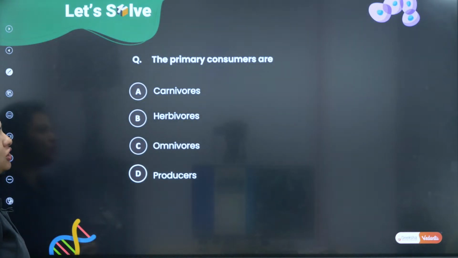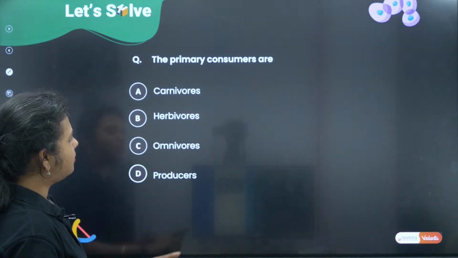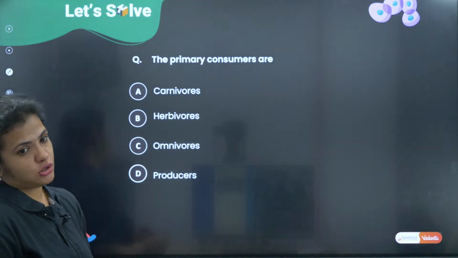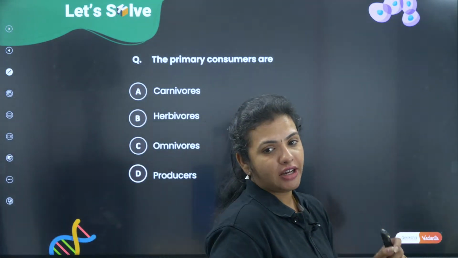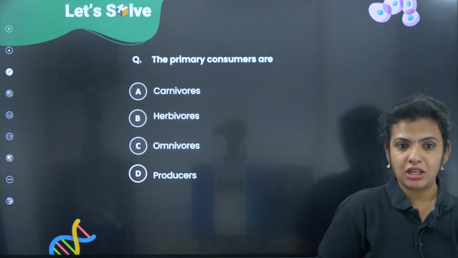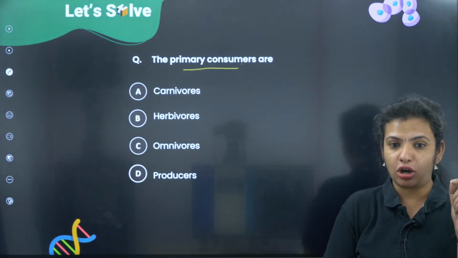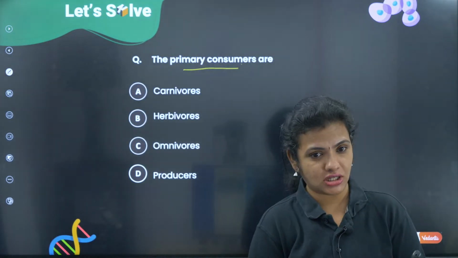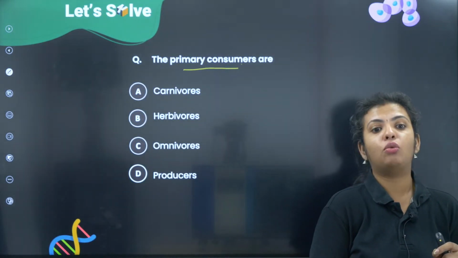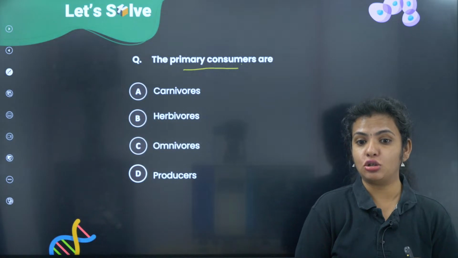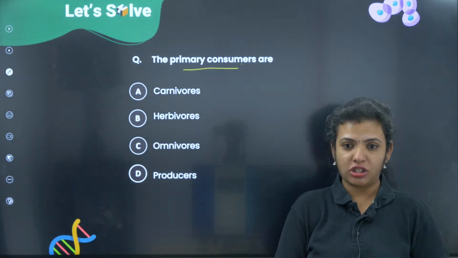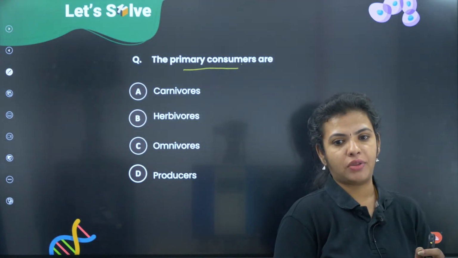Okay, the primary consumers are carnivores, herbivores, omnivores, producers. So, we already know which trophic level the producers are. So, who do you think are the primary consumers? Since we already know that producers are going to be plants, what do you think are the primary consumers, children? Most simple question this is. I think you all can answer it by now. Correct?